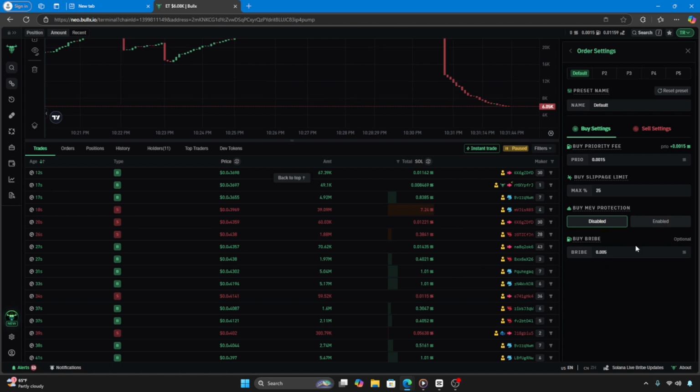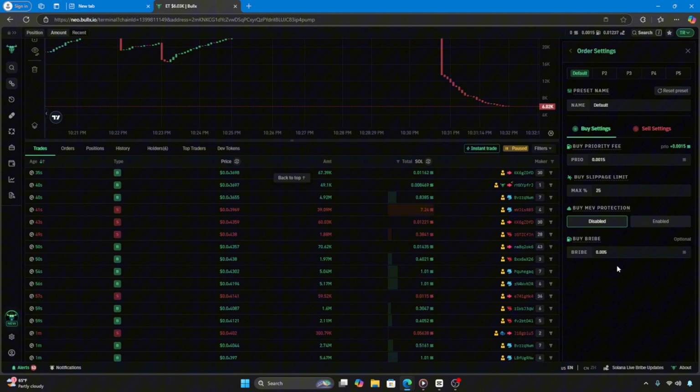Bribe is the same as priority fee. You just pay priority fee to a public validator, and you pay bribe to a Jito Labs validator. Jito is the name of the private validator. Also, a lot of people were asking me, do you pay these fees that are at the top right corner? And the answer is no. These are just the fees BullX recommends you to use at the moment. You can see the bribe fee here, and you'll notice that it changes every minute.